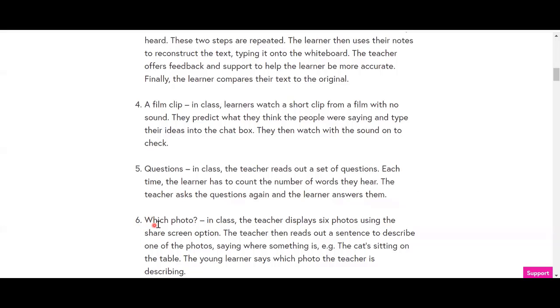Number 6. Which photo? In class, the teacher displays 6 photos using the share screen option. The teacher then reads out a sentence to describe one of the photos, saying where something is. Example, the cat sitting on the table. The young learner says which photo the teacher is describing.